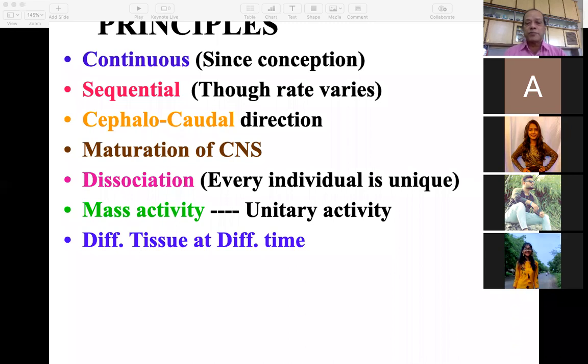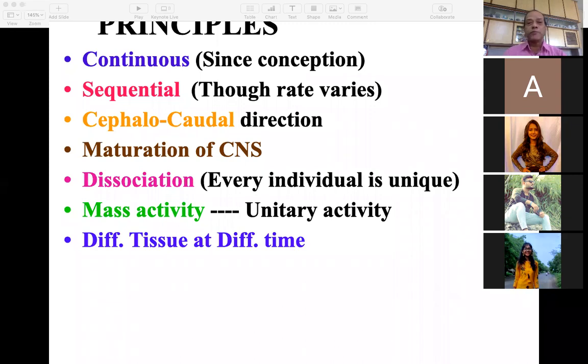Mass activity is replaced by unitary activity. Many times, if you give something to hold to a child who is an infant, he will hold with the whole of the hand. He cannot hold with the fingers. This is known as mass activity. First, the whole palm will be used, that is known as palmar grasp, and gradually he will develop finger grasp where the fingers can do the activity. So from mass activity to unitary activity.